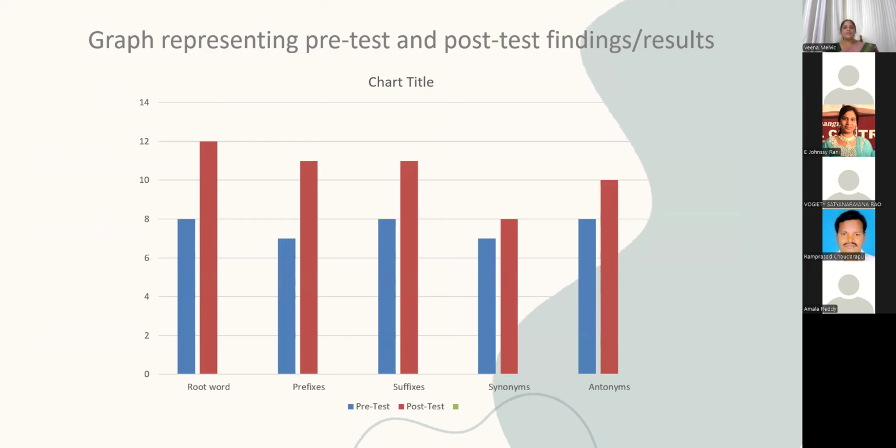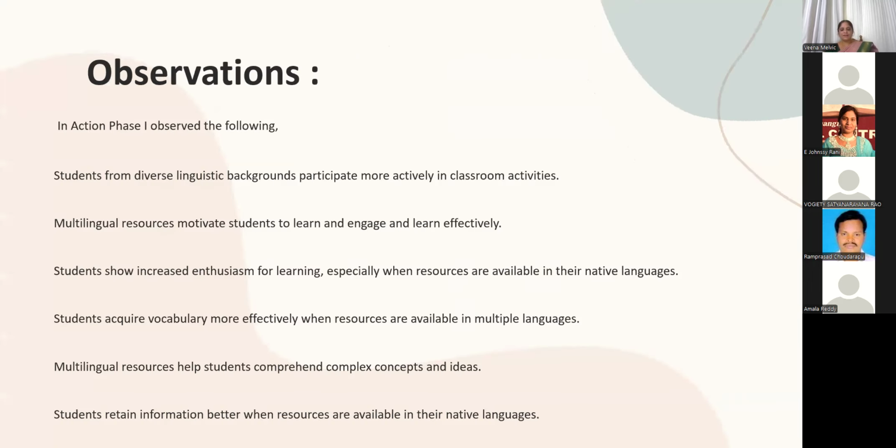So you can see the graph in the blue line is the pre-test, and the red is representing the post-test. So there is a lot of difference. So students have developed by using these activities in my classroom. So what are the observations I observed in the classroom?